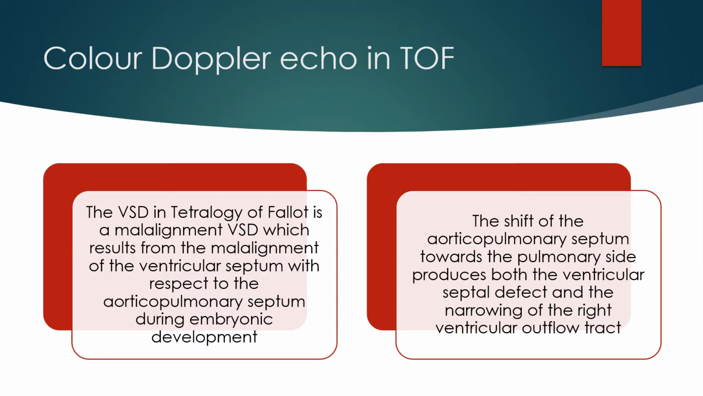The VSD in tetralogy of Fallot is a malalignment VSD which results from the malalignment of the ventricular septum with respect to the aorticopulmonary septum during embryonic development. The shift of the aorticopulmonary septum towards the pulmonary side produces both the ventricular septal defect and the narrowing of the right ventricular outflow tract.